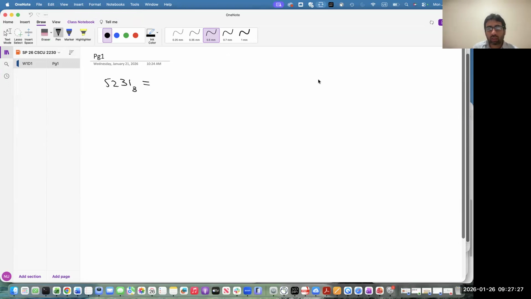So how can we do it? We take the first number, 1, and multiply it with 8 raised to power 0, plus the next number. We start from the right and keep moving toward the left: 3 times 8 raised to power 1, plus the next number on the left, 2 into 8 raised to power 2, plus the next one, which is 5 into 8 raised to power 3, right?